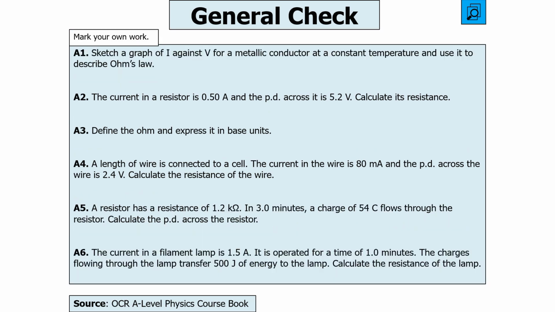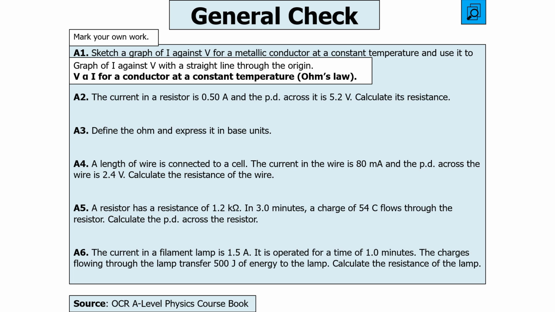Right, so in this first one, the graph of I against V should be a straight line through the origin, because Ohm's law states that potential difference is directly proportional to current for a conductor at a constant temperature. Resistance is given to you as PD over current, so it's 5.2 over 0.50, which is 10 ohms.